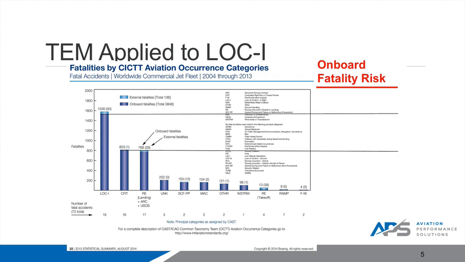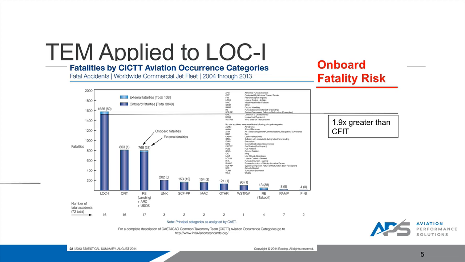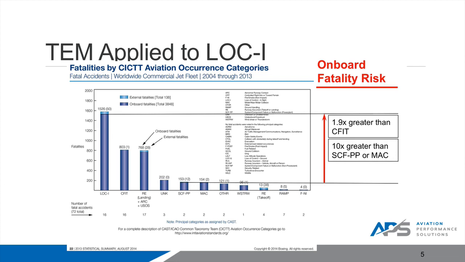Further, if we go past the unknown into some system component failure, power plant, an engine failure, or mid-air collision, those mishaps have similar numbers of fatalities. You can see you're 10 times more likely to be a fatality from a loss of control in flight as you are from an engine failure or mid-air collision.